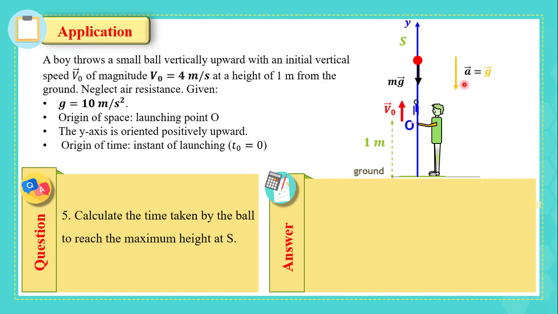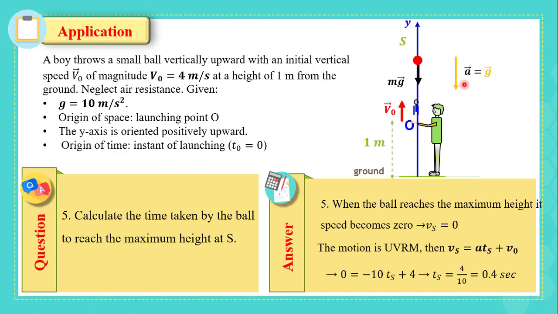Now let's calculate the time taken by the ball to reach the maximum height at S. When the ball reaches the maximum height at S, its speed becomes 0. Then v at S is equal to 0. And since the motion is uniformly varied rectilinear motion, we can use the time equation Vs equals a Ts plus V0, where Vs is equal to 0, a is equal to -10 meters per second squared, and V0 is given equal to 4 meters per second.